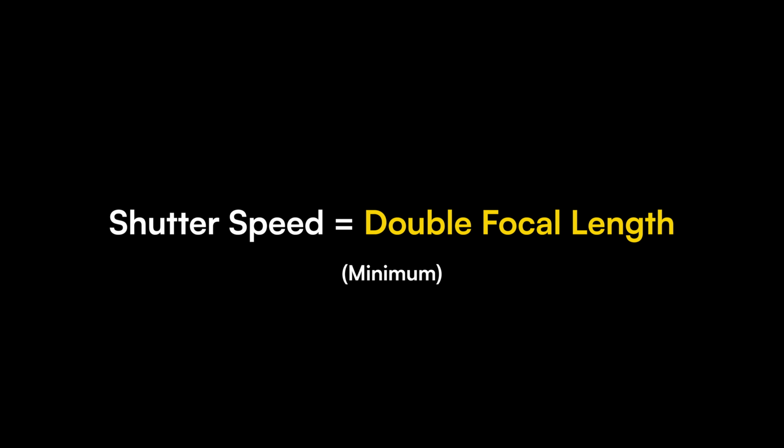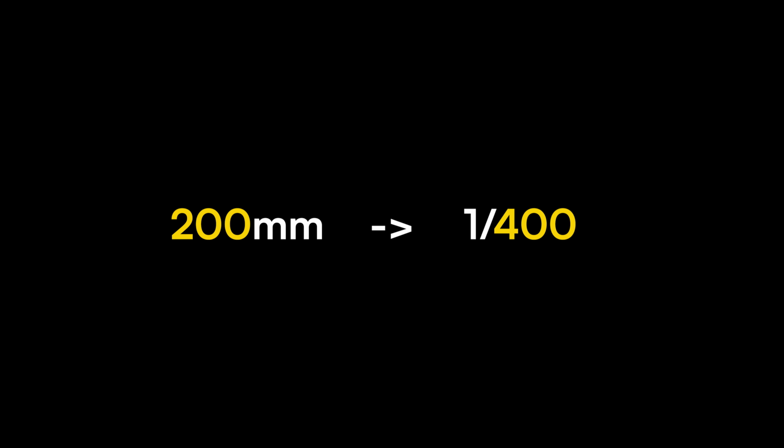So the general rule of thumb to minimize camera shake is to set your shutter speed to double your focal length at the minimum. So if I'm shooting on a 50mm lens, I want at least a 1/100th of a second shutter speed. If I'm shooting on a 24mm lens, I can go down to 1/50th of a second. If I'm at 200mm, I need to go way up to 1/400th. You get the idea. That's for camera shake.